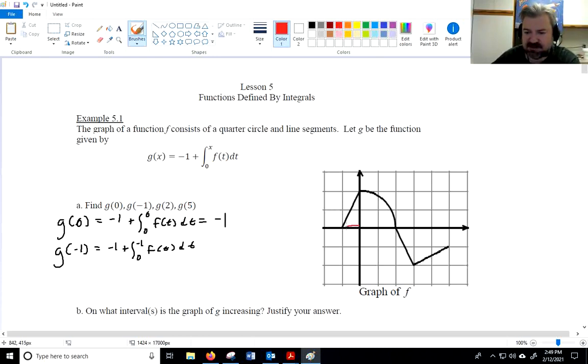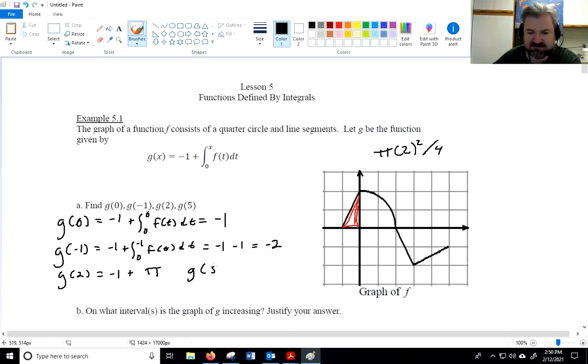So from 0 to -1, we have this triangular area here that has an area of 1, because 1/2 base of 1 times height of 2. So that's an area of 1. But we're going backwards, so that's a -1, making this value -2. Okay, for g of 2, we'll be doing -1 plus the integral from 0 to 2, which is pi r squared. And r is a radius of 2, but we're only doing 1/4 of it. So that's just pi.